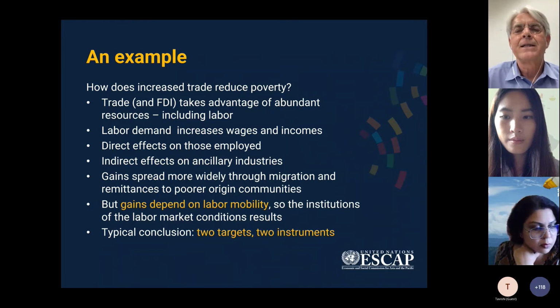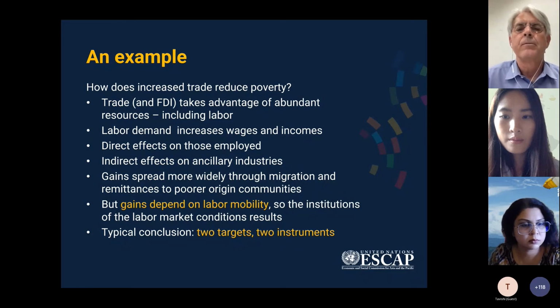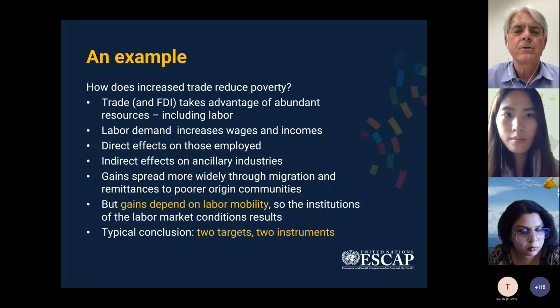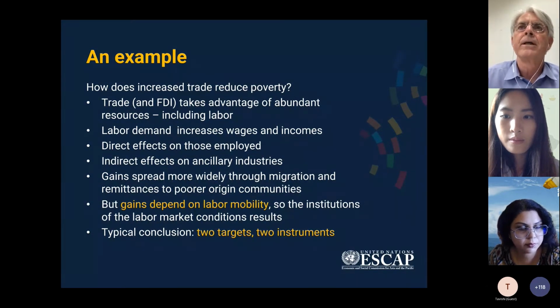So we know that the gains from trade can be spread very widely. They're not concentrated in the trade-dependent industries. They will be spread through spatial links and through remittances to many other communities and individuals as well. However, what that shows us immediately is that the gains from trade depend on labour mobility.